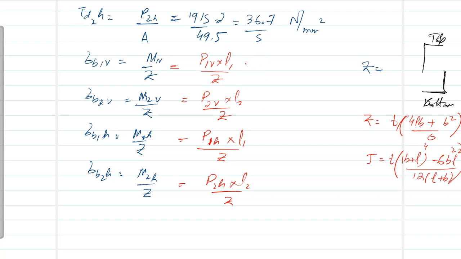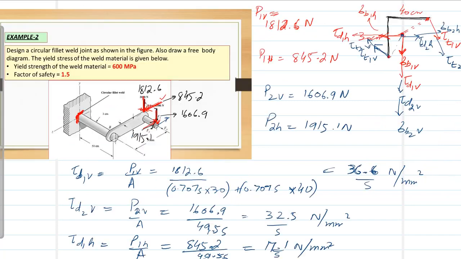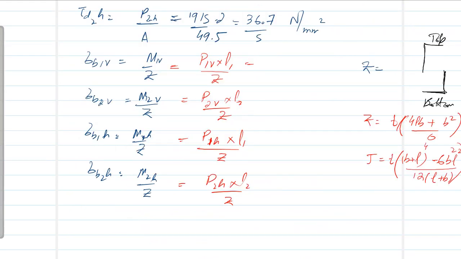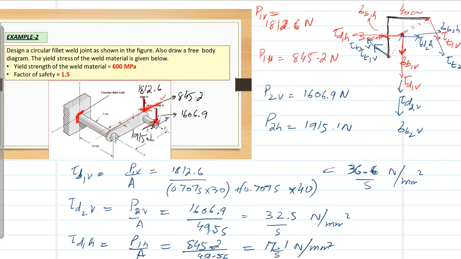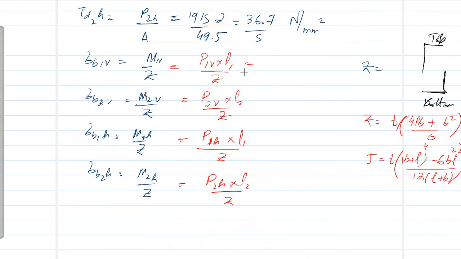Now what is P1B? What is L1? L1 is the distance from this point to where the load acts along the line. This is L1, which is 50. Clear? This is your P1V and P1H. Sorry, L1, L2 are the same for these two loads, horizontal and vertical. Clear? So you can replace it as 1, and this is for 2. Clear?